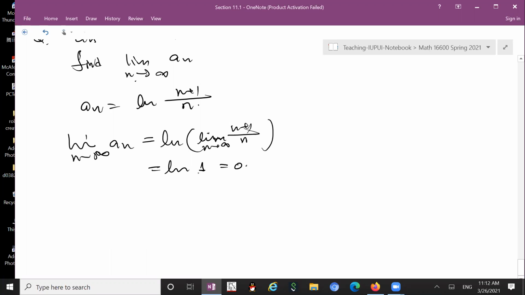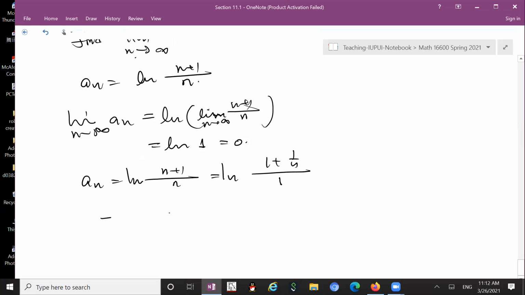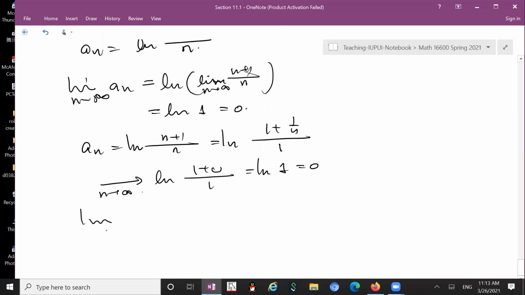Or without using this formula, you can solve the problem directly, natural log of n plus 1 over n. You can divide the numerator by n and the denominator by n. Then you will see that this limit will be natural log of 1 plus 0 over 1, which is natural log of 1, which is 0. You can express the answer in this form. Therefore, you can write down the conclusion again. That's 0.